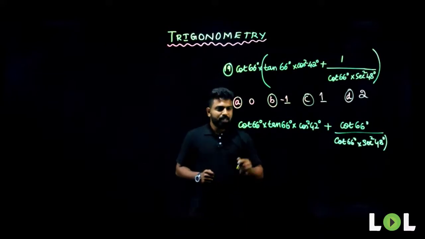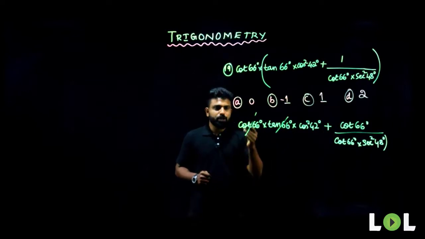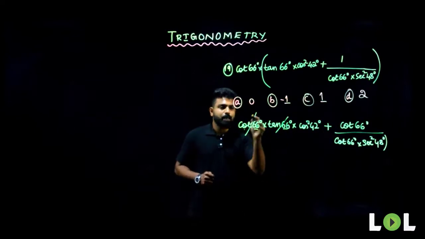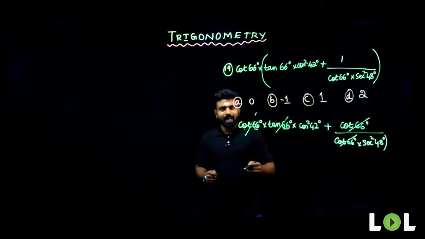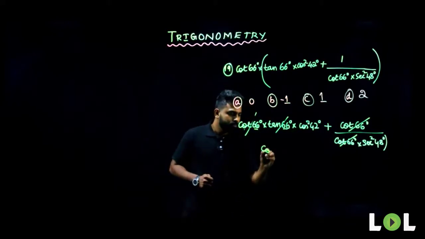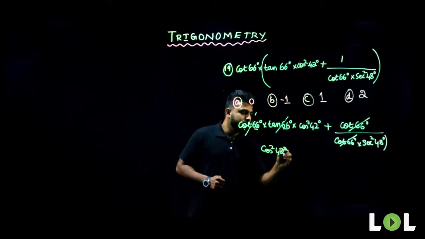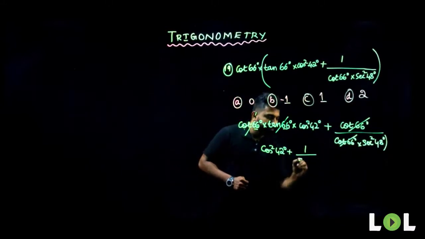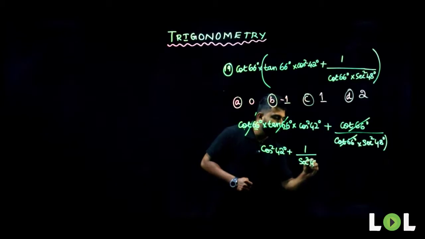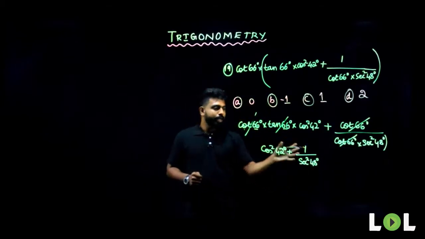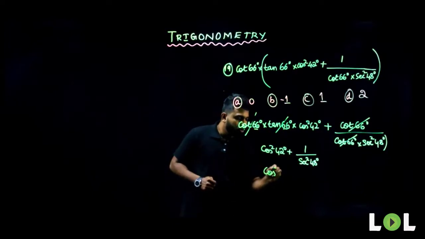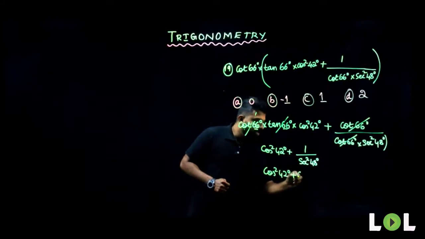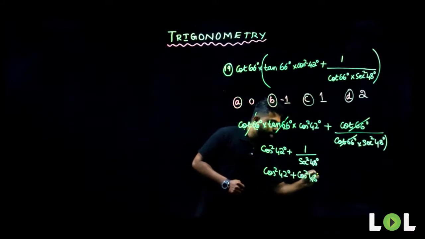Now, how to do this? You know that cot into tan is nothing but 1. Cot and tan get cancelled because cot can also be written as 1 by tan and the angles are same. So I can directly cancel this out. Now here as well, we have cot divided by cot, so we can directly cancel them. Now what am I left with? Cos square 42 degrees plus 1 divided by secant square 48 degrees. Now 1 by secant square 48 is also nothing but cos square 48 degrees. So plus cos square 48 degrees.